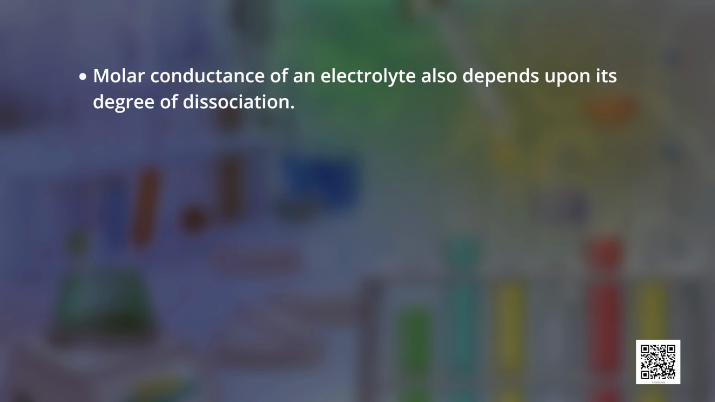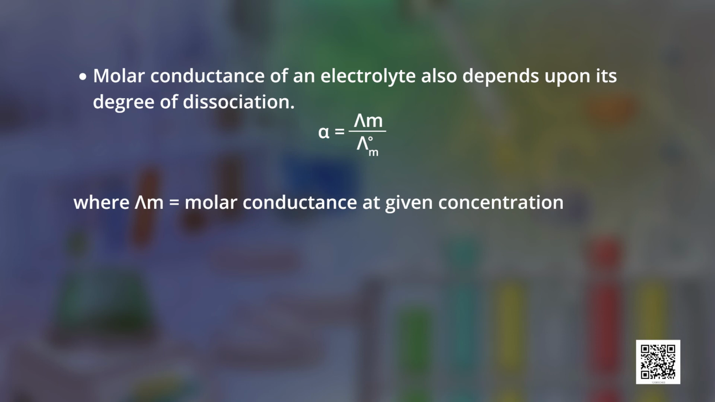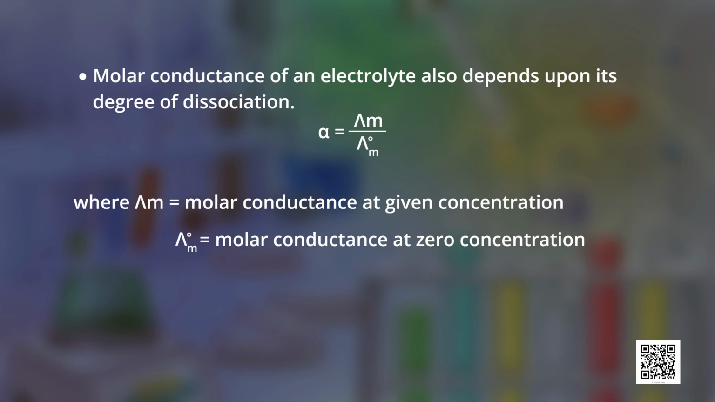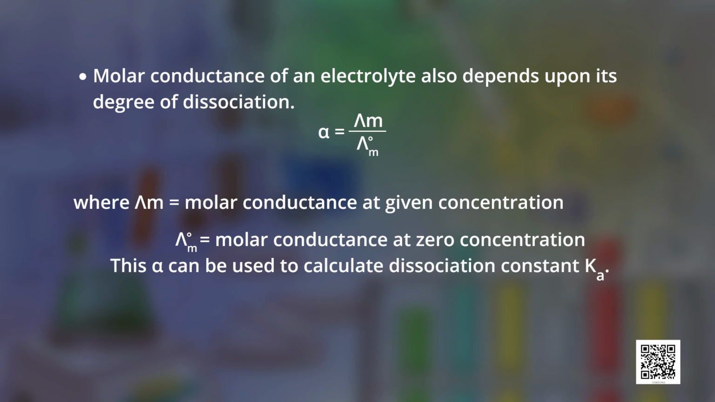Molar conductance of an electrolyte also depends upon its degree of dissociation. Alpha is the degree of dissociation, which is equal to lambda m upon lambda m naught, where lambda m is the molar conductance at a given concentration and lambda m naught is the molar conductance at zero concentration. This degree of dissociation can be used to calculate the dissociation constant Ka, and so we may use the expression Ka is equal to C alpha square upon 1 minus alpha, where alpha is the degree of dissociation and C is the concentration.